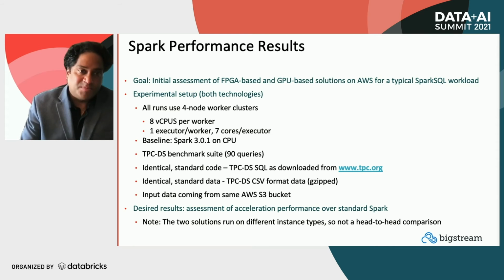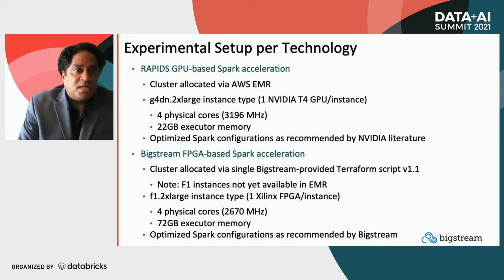I won't name names, but I've seen other studies that are using modified versions of these or proprietary queries. We really want to do it from a user perspective, so we use the standard TPC-DS code, and also standard TPC-DS data in CSV format. However, it's gzipped, which is usually the way people store compressed data. And the data is all coming from the identical AWS S3 bucket. So again, this is not a head-to-head comparison because of the differences in the run environment, and we'll get into that.